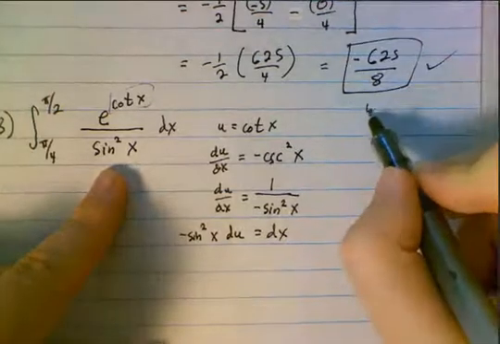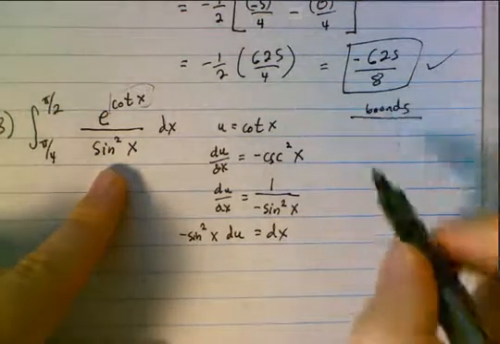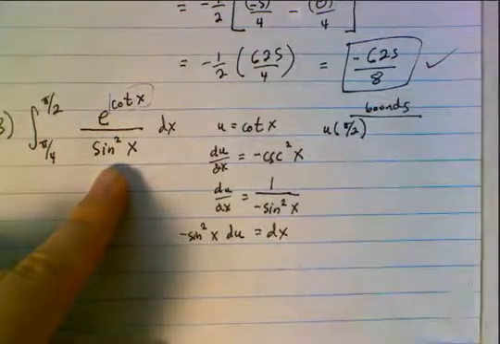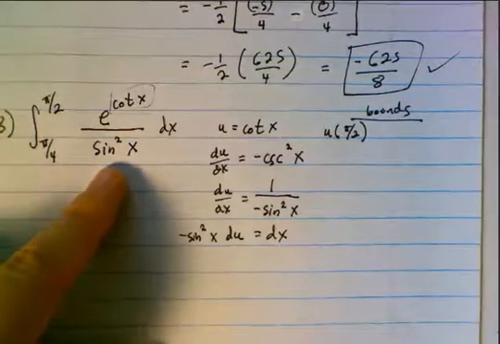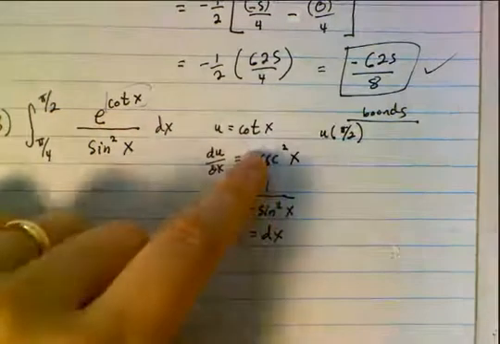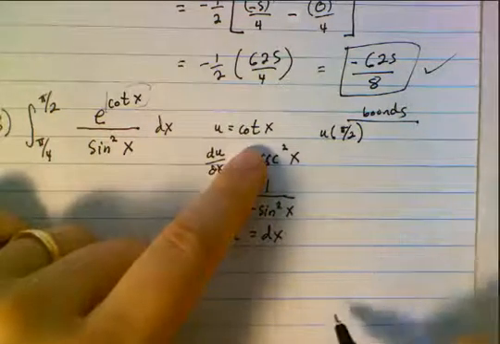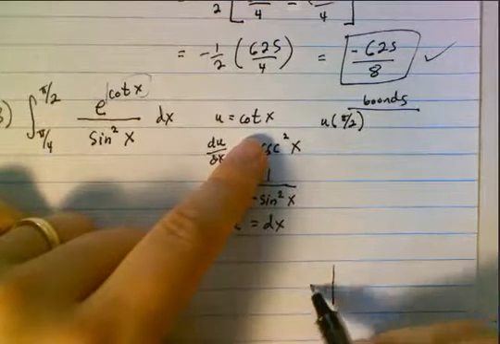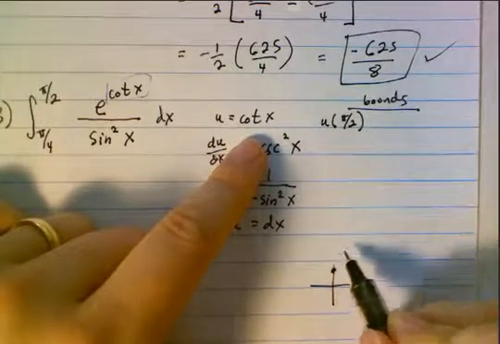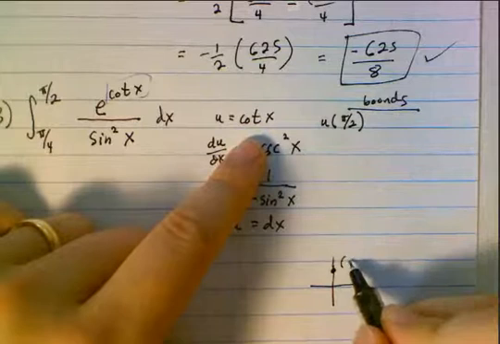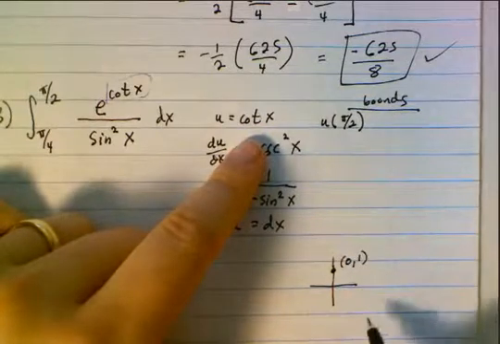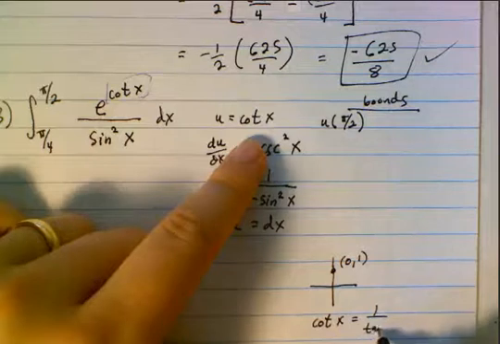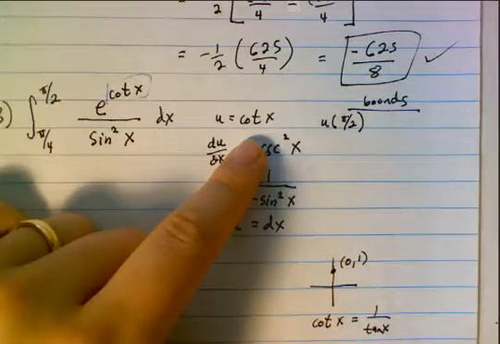Now I have to make sure to change my bounds. So u of pi over 2. Well, all it is the cotangent of pi over 2. So let's go down here. Let's just figure out what that is. So I'm going to draw my axes. Pi over 2 is right there. Its coordinates are 0, 1. I know that the cotangent of x is 1 over the tangent of x.